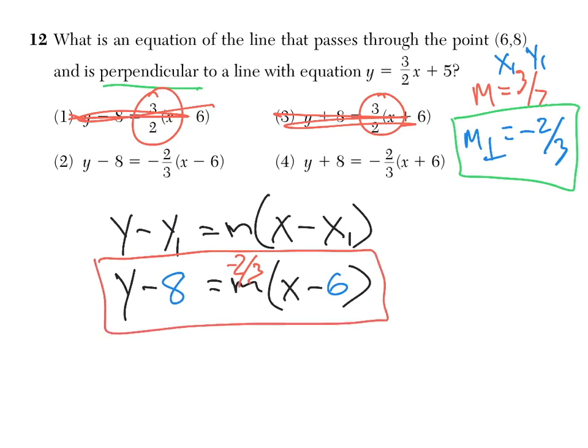Is this equation either option 2 or 4? It sure is. It matches up with option 2. Can't be option 4, I can see, because there's that x plus 6, and we know that it's negative. So correct answer is option number 2.